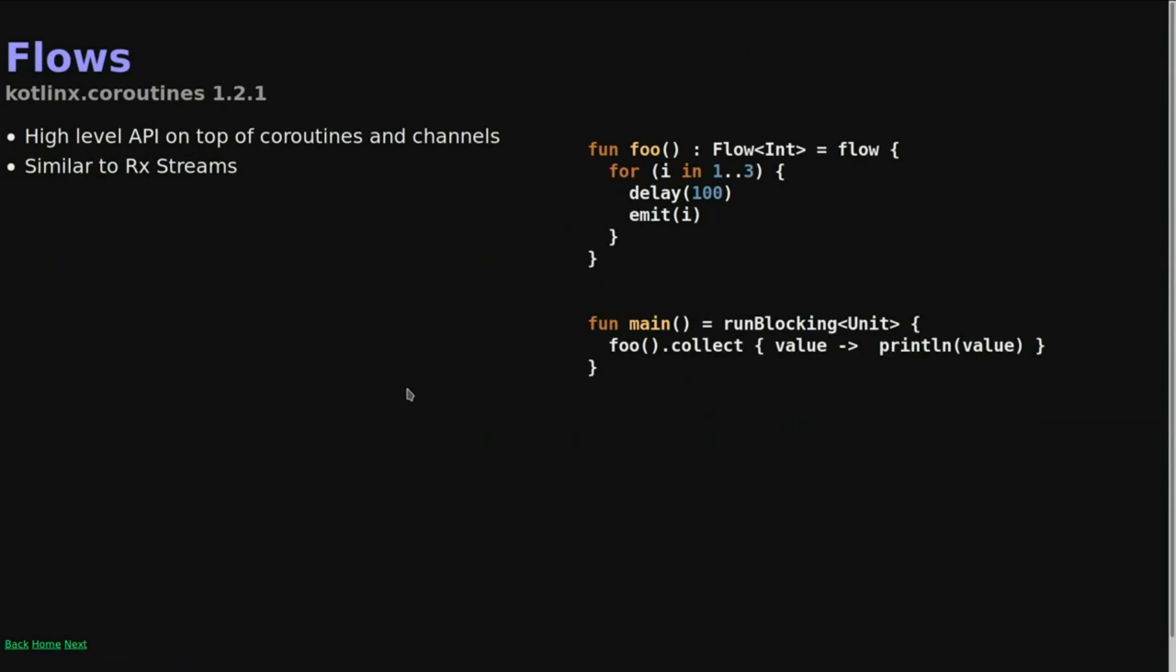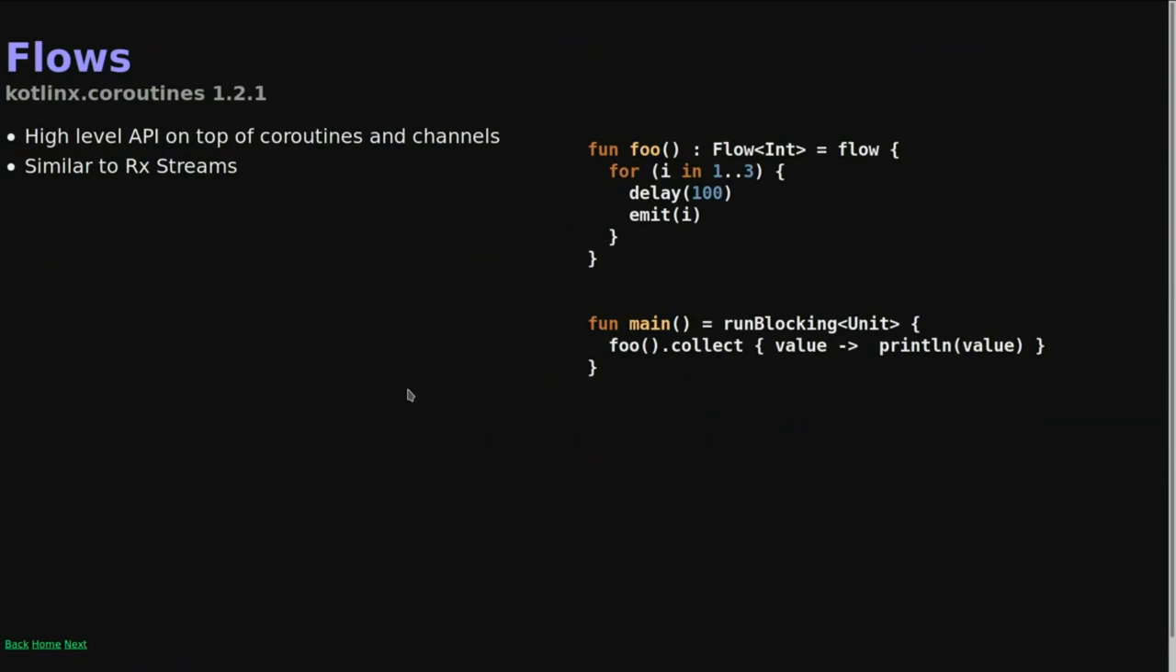But it's a low-level API. It's always meant to be a low-level API. What most developers are really looking for is, hey, where's my reactive streams, right? Like if you're doing RxJava right now or something like that, or Webflux in Spring. That's what you want with your asynchronous code. This is what flows give you.